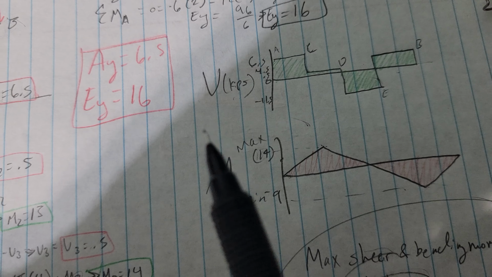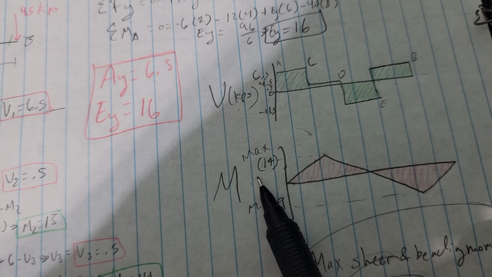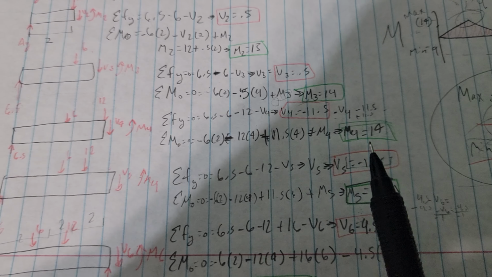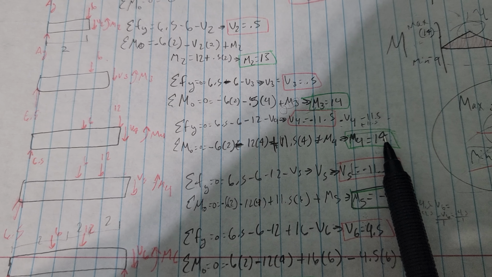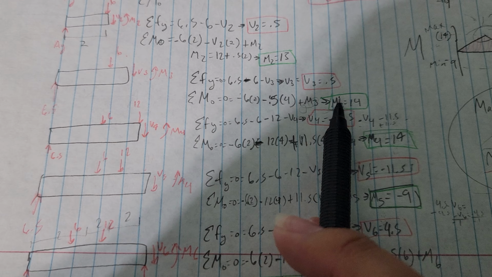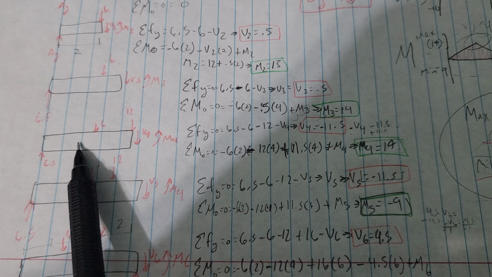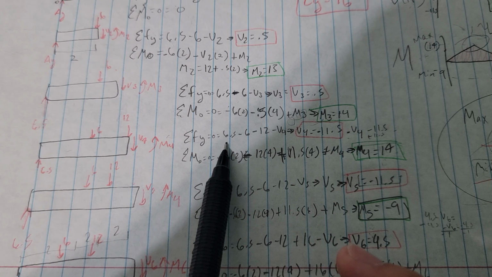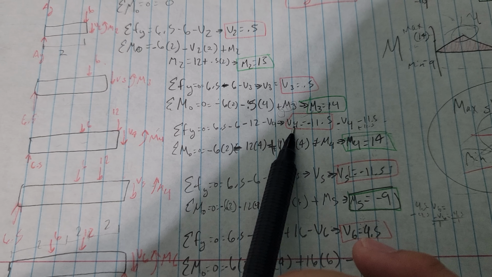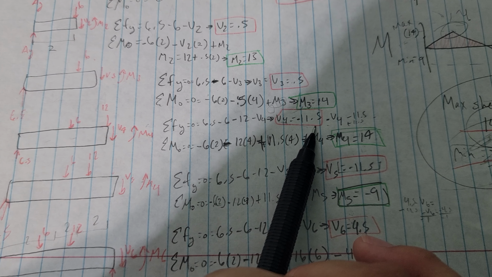So where that goes is the bending diagram. So we know that this value is 14 because that's the moment we got right here. That's the maximum moment we got after doing all those cuts. Again, this is right after this one that we just went over. It's going to be the exact same. So again, we take the sum of the forces, 6.5 minus 6 minus 12 minus V4, right? And we find out V4. We solve for V4. We find out it's -11.5.